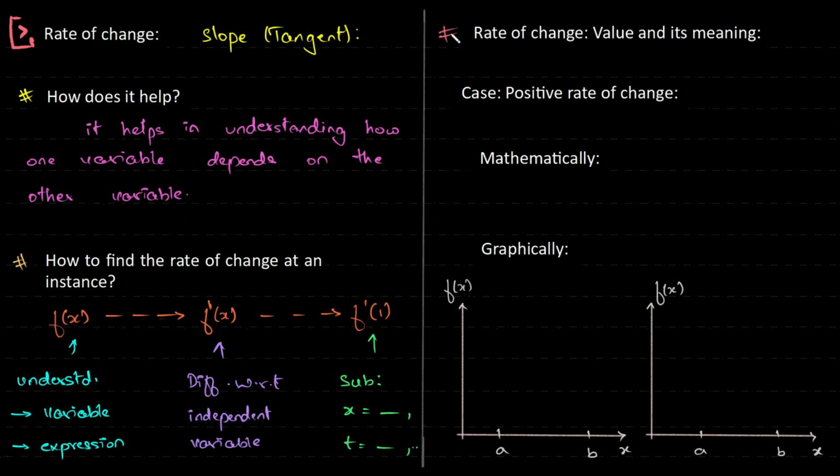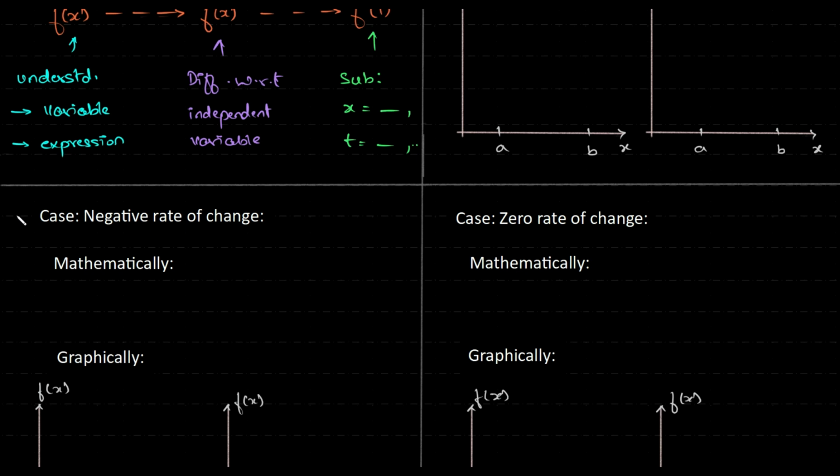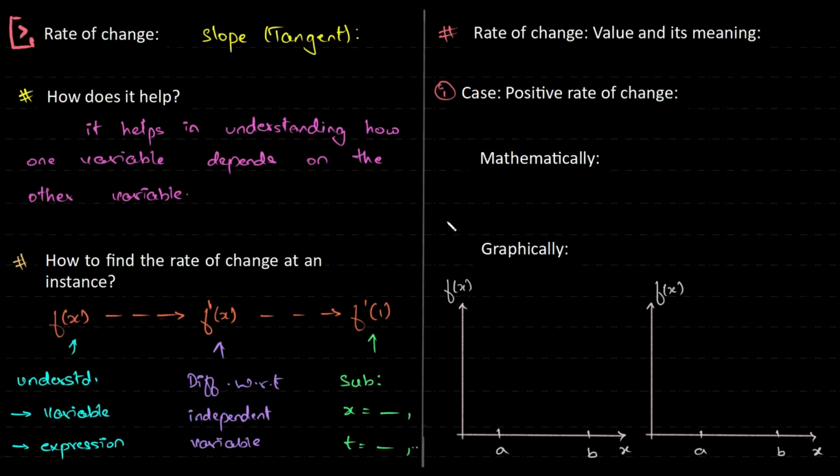There are a few more things that we need to understand about rate of change. That is, it can have a positive value, it can have a negative value, or a value of 0. For a given interval, if the graph happens to be positive, what does it mean? Mathematically, it will mean that the derivative will have values which are greater than 0. I'm talking about a few instances, so maybe something like this.